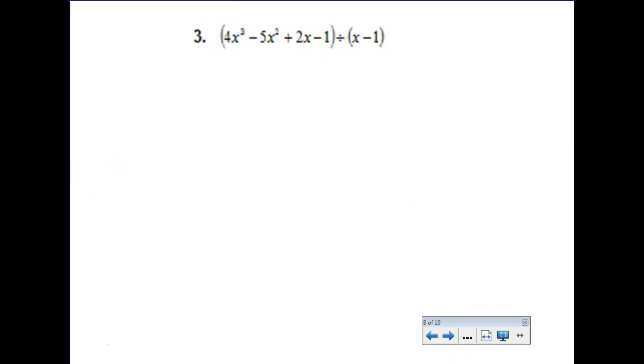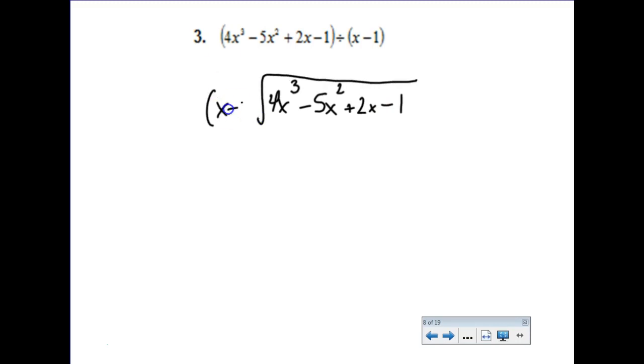Okay. Oh boy, that's a big guy. So we're going to have more terms here, which means we're going to have more levels of division. So this one's going to take more lines of work, so hang with me. All right, our dividend is x to the third minus 5x squared plus 2x minus 1. It's being divided by, again, I think you should use parentheses. I think it helps. X minus 1.